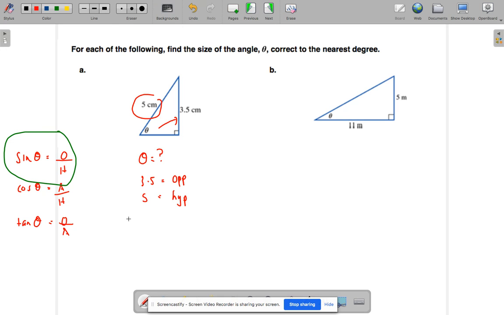So I'm going to write the formula down. Sine theta equals opposite over hypotenuse. Sine theta in this case will equal 3.5 over 5. Calculator work now. So in the calculator, to work out the angle, you go shift sine, and then in brackets, I like to do it in brackets, 3.5 divided by 5, close brackets. Remember the fraction line is divide, and equals.